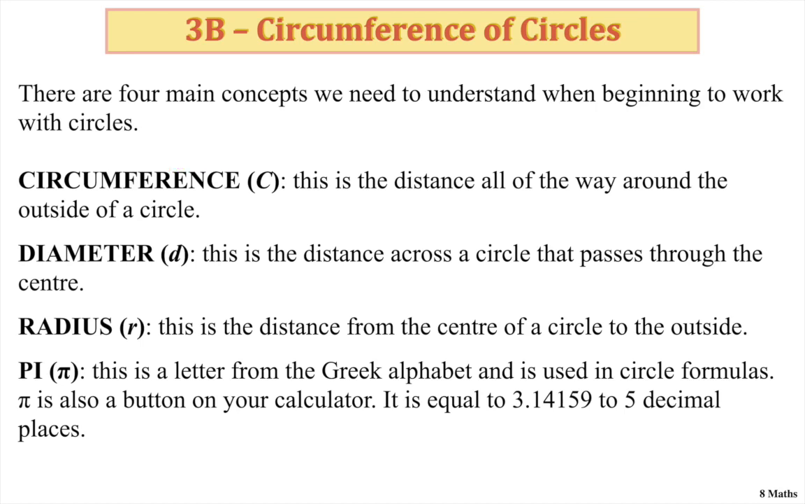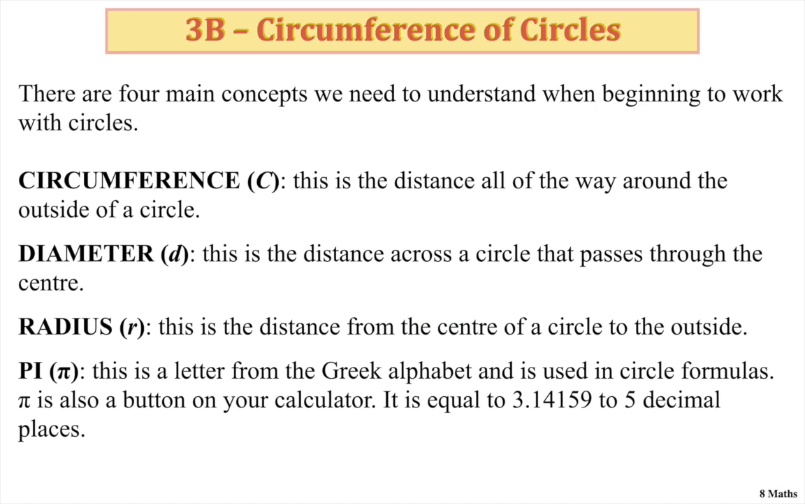Now, the second thing we need to know is, what is a diameter? Well, a diameter is a distance across a circle that passes through the centre. And I'll show you in a moment. But if you have a circle with a centre, diameter goes from one side across to the other. There's your diameter drawn in. A radius is the distance from the centre of a circle to the outside. It doesn't matter where. There you go. There's the distance from the centre to the outside.